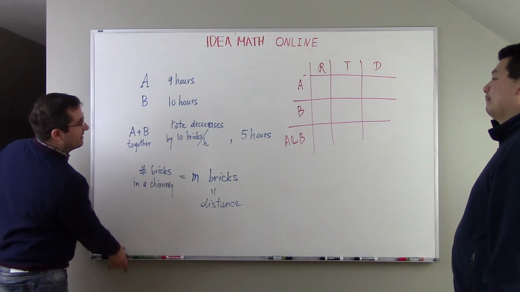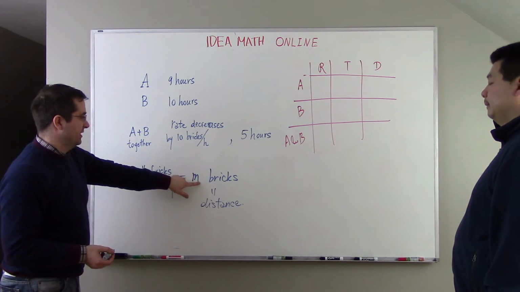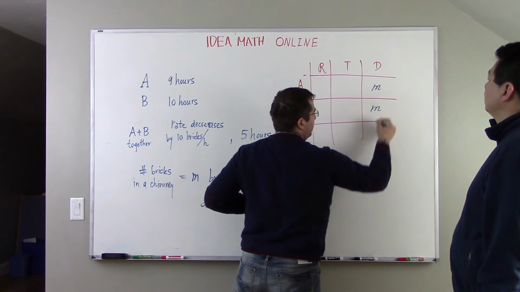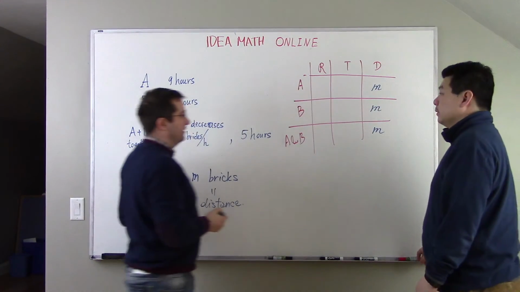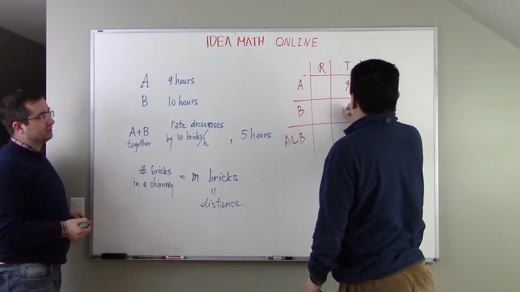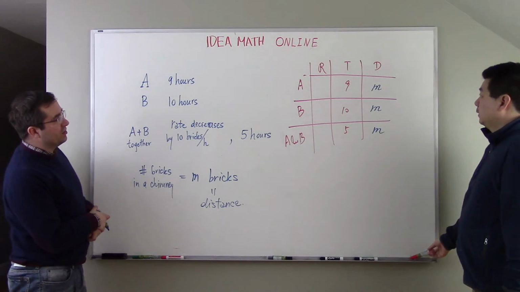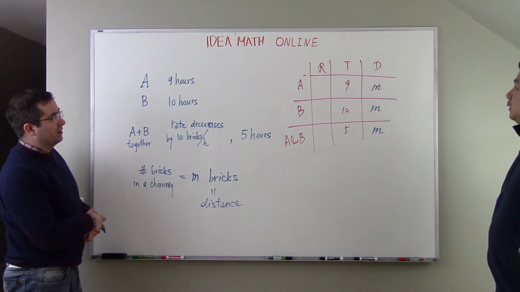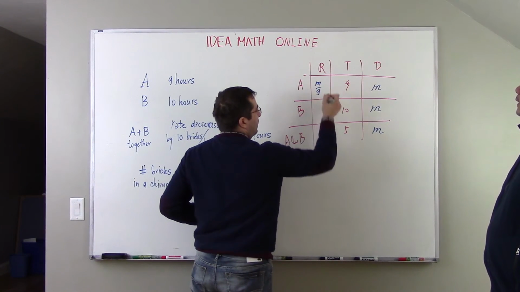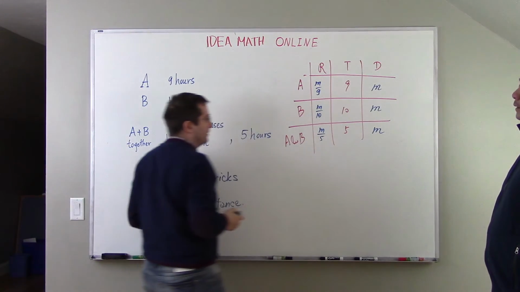I know everything in the last column. It's just my distance, and it doesn't change: m bricks here, m bricks here, and m bricks here. I also know the times: 9, 10, and 5. So now you know the rate. The rate here is going to be m over 9, m over 10, and m over 5. That's the key.